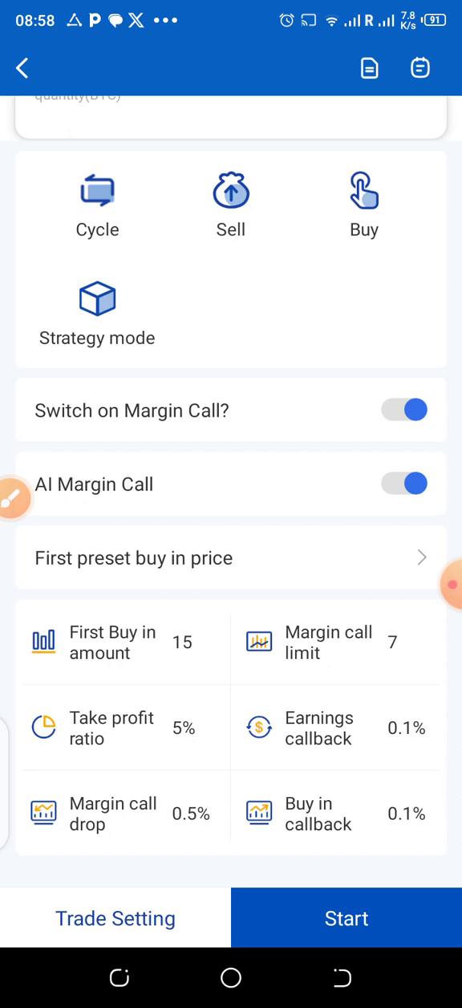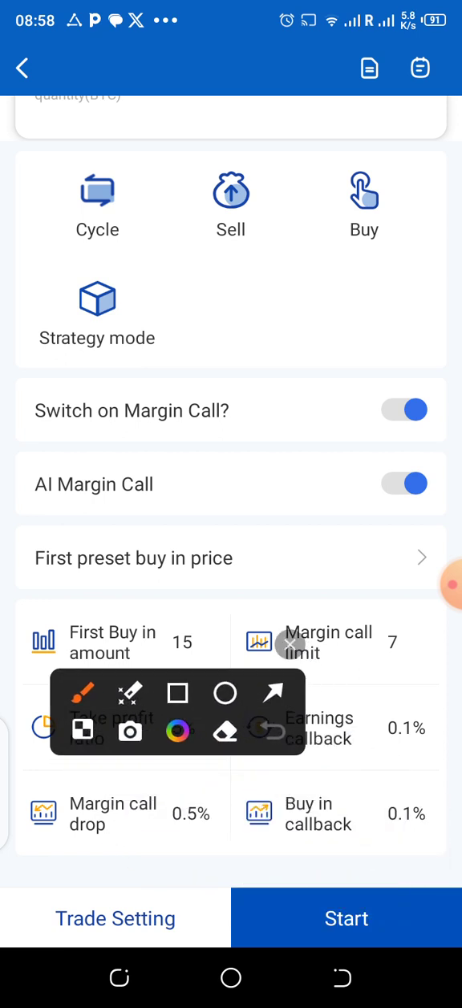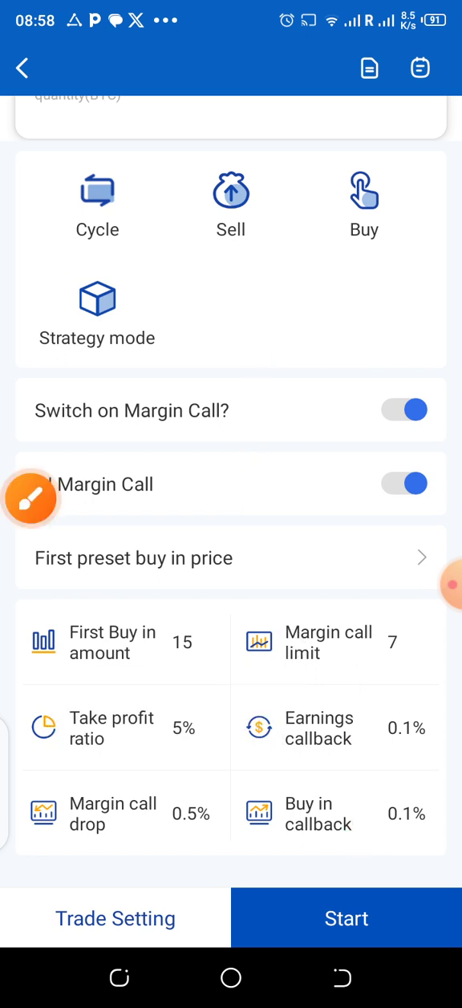So from there, you are going to come here and you press start. Then the trade will automatically start. So that is it. We have done setting up our trade.